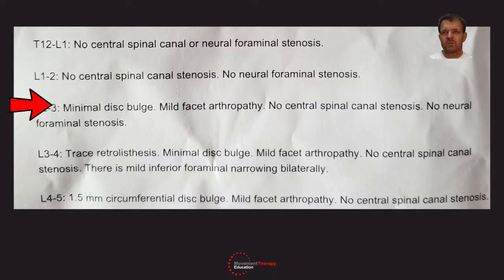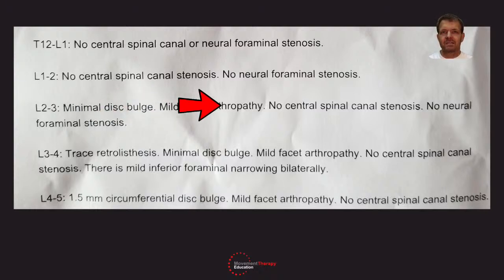Same with L1, L2. Minimal disc bulge, okay, but I don't know how old this person was. I can't remember where I got this. I think I just Googled MRI report, and this is one that came up. Minimal disc bulge at L2, L3. Depending on their age, it's very likely they would have one anyway, just because most people do, especially if you're in your 50s. So that could be quite a normal finding.